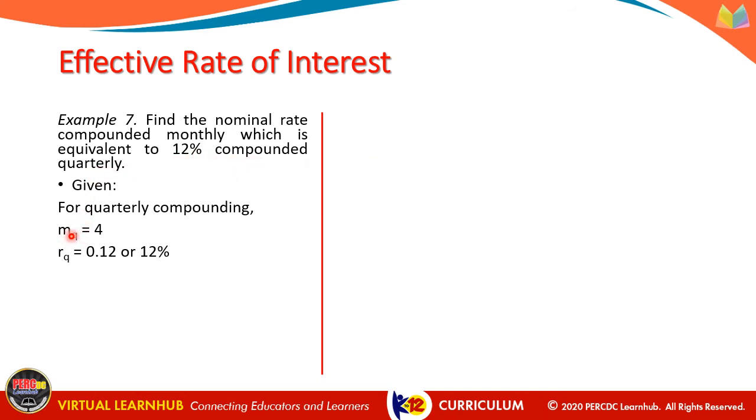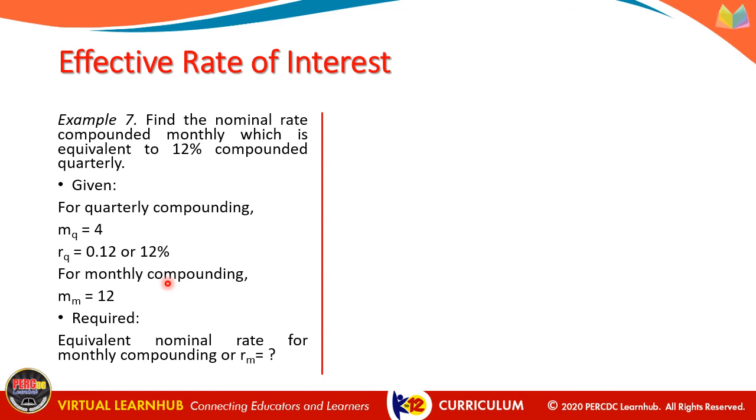I just use the subscript Q to indicate that it is for quarterly compounding. Next, for monthly compounding, frequency of conversion m is equal to 12. I just use the subscript M to denote that it is for monthly compounding. In this problem, we are asked to solve for the equivalent nominal rate for monthly compounding, or let's call that r sub M.